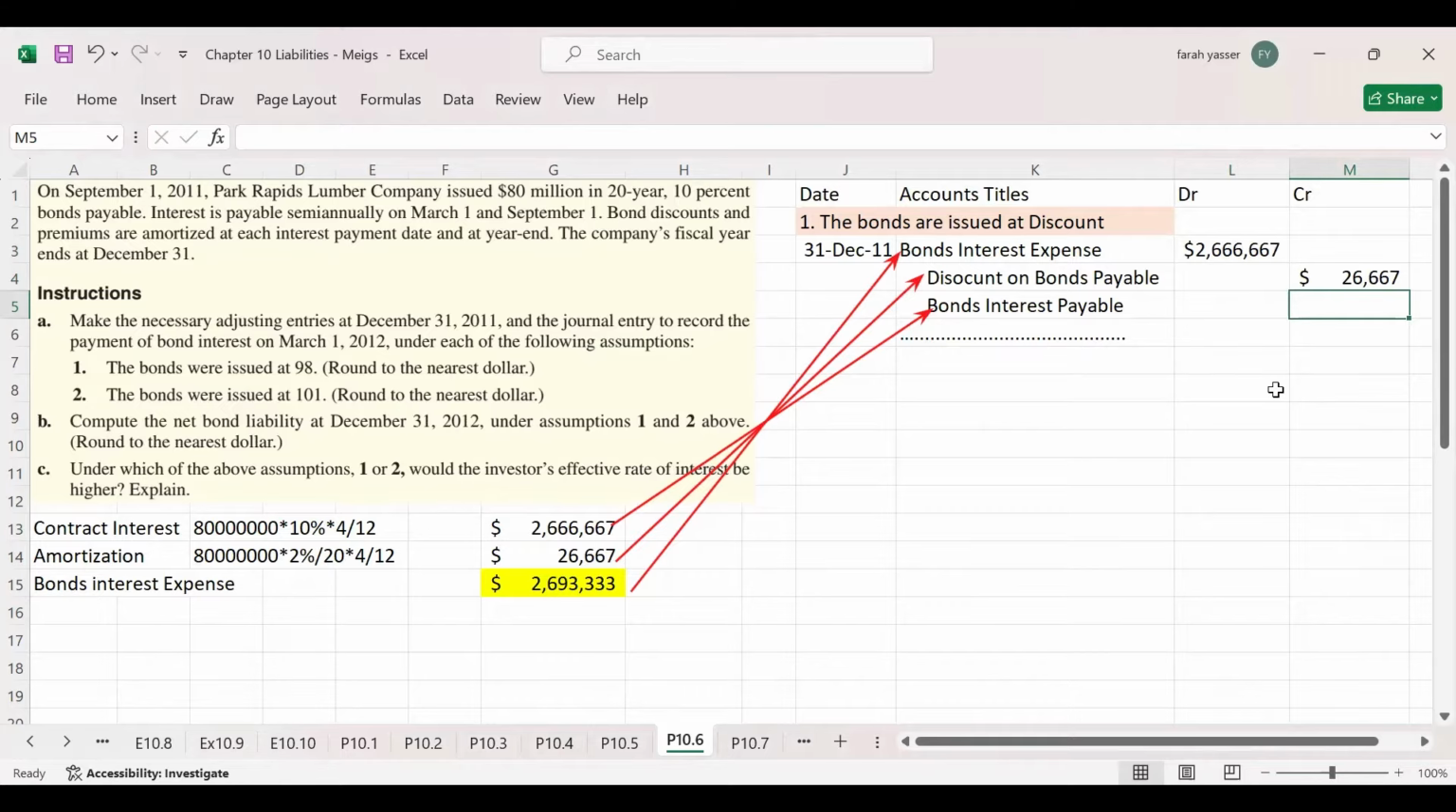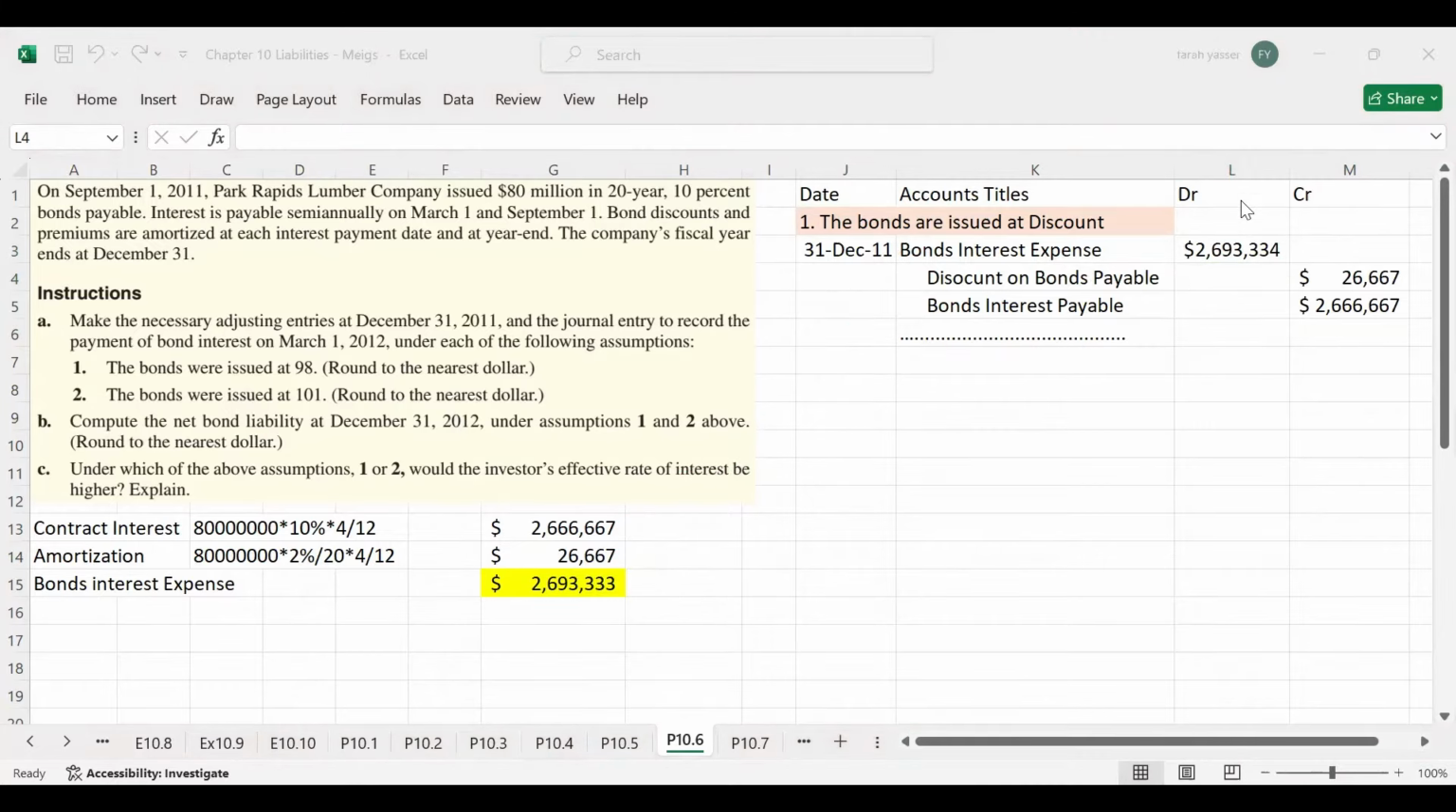And then bonds interest payable is remaining. 667. And here it is the total expense, which is 2693,334. So this is the entry we have calculated, and this bonds interest expense is the amount which can be calculated by adding discount, or you can say, in other words, amortization on discount in the contract interest amount.